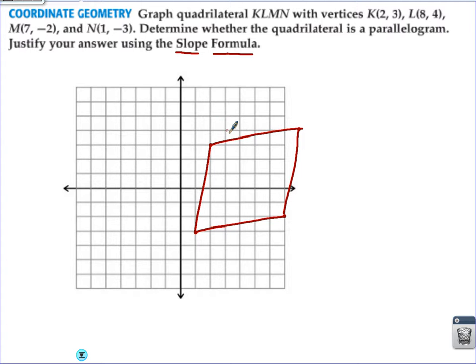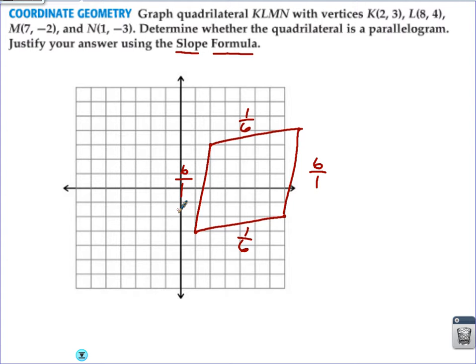Rise 1, run 1, 2, 3, 4, 5, 6. So the slope is 1/6. Rise 1, run 1, 2, 3, 4, 5, 6. Those are parallel. So we're halfway there. It's at least a trapezoid. Rise 1, 2, 3, 4, 5, 6. Run 1. Rise 1, 2, 3, 4, 5, 6. Run 1.